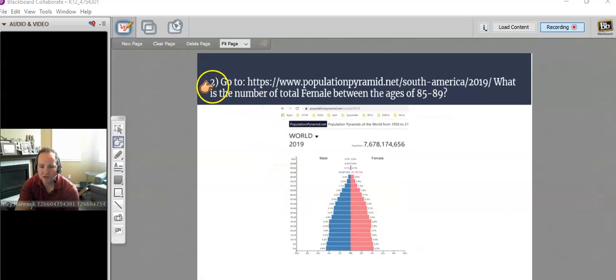Next, it's going to ask you to go to the website up here, and it's going to say, what is the total number of females between 85 and 89? I wish I could zoom in on here, but if you go to the website and highlight over 85 to 89, it's going to show you those actual numbers. You'll see the actual number of females is first. And somebody put it on there. Perfect. I'm glad you can read that because I can't. Or you went to the website. Thank you, Mackenzie.